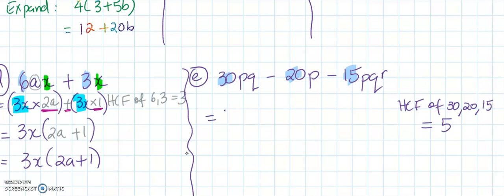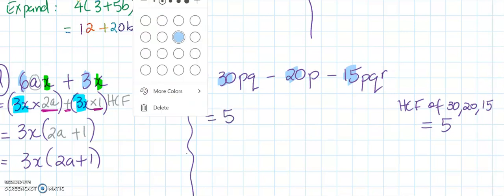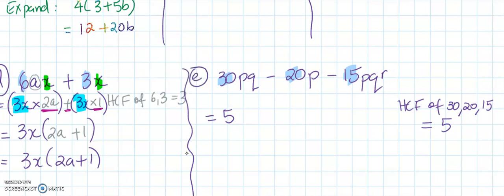I'm going to use a different method. 5 goes outside the brackets. Okay, then let's look at our variables. The first term has got a P and a Q. Second term has a P. Third term has got a PQR. What's repeated is the P. Okay, so therefore that's our second factor. Is there anything else? Just check. There's nothing else that's repeated.